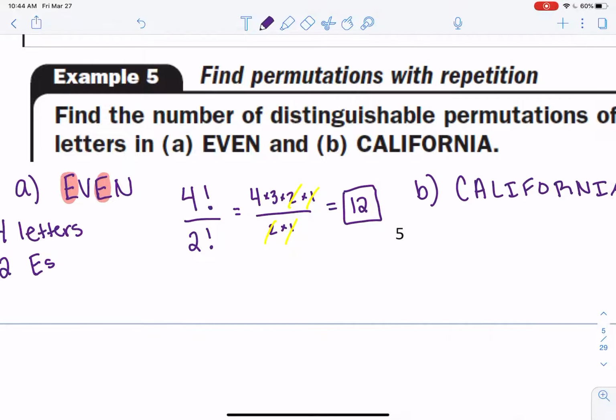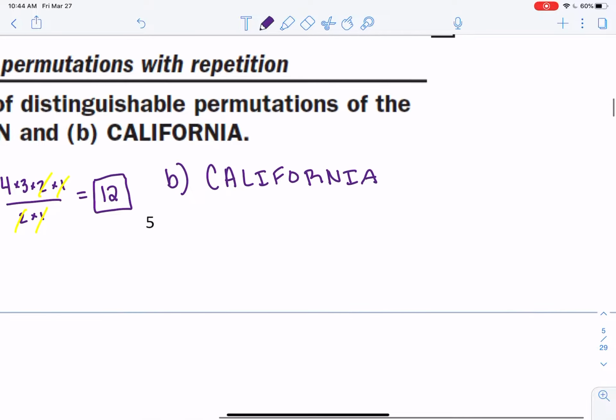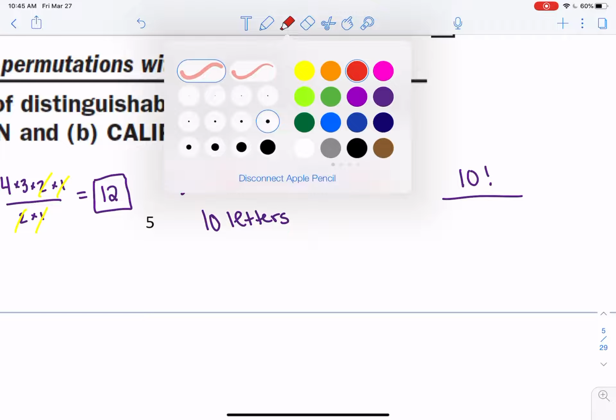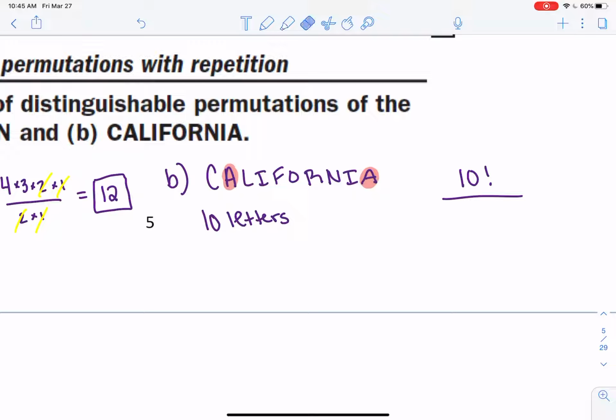Okay, so then for California, so we want to think about, okay, well, how many letters are there? So if we count them, 1, 2, 3, 4, 5, 6, 7, 8, 9, 10. Okay, so we've got 10 letters. So we know we're going to have 10 factorial over something. And now let's think about how many are repeated. So I think I see here we've got 2 A's. And what else do we have? It looks like 2 I's. All right, so I'm going to write down 2 A's and 2 I's.